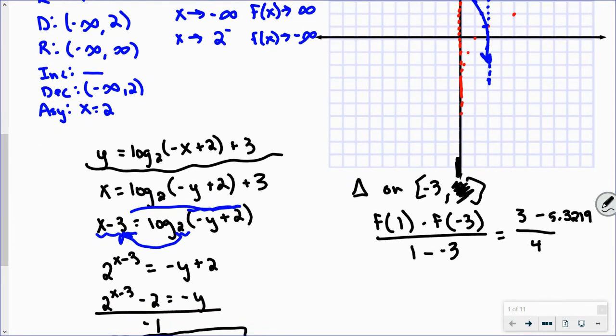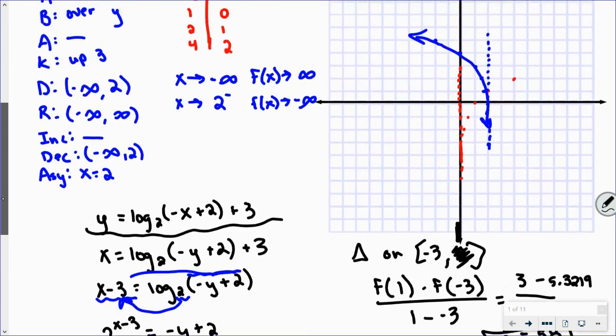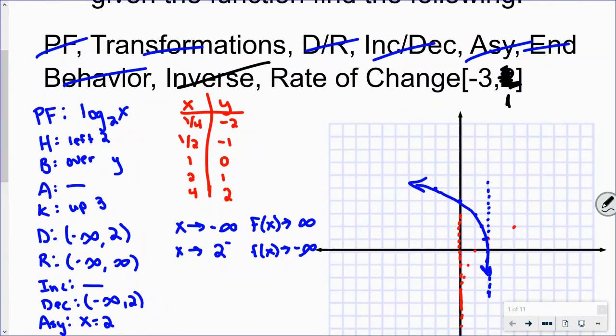So 3 minus 5.3219 divided by 4. If I can turn it into a fraction, that's nice because it is a kind of slope, but I can't. So that would be negative 0.58 for that change. Okay, so lots of information that we can find there. This rate of change is kind of bringing something up from previous, and so is the inverse and its behavior.